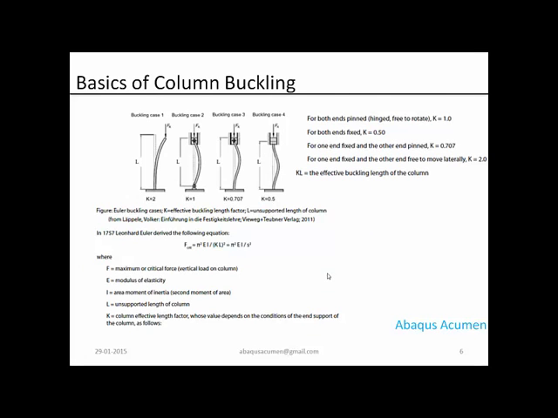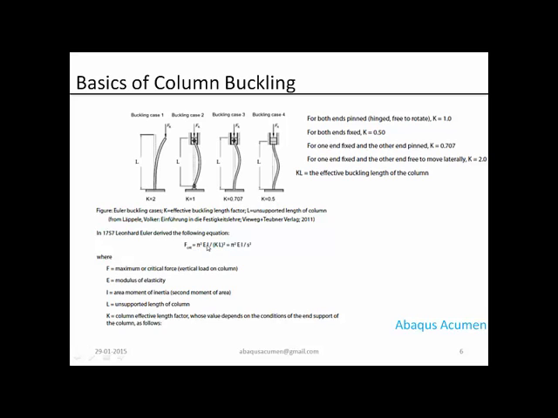Now, the study of buckling goes back to 1757, when Euler derived the classical formula called the Euler buckling formula, which is the technical basis for column buckling. Let's understand what this formula is. Your maximum critical buckling load is Pcr = pi squared EI divided by K times L squared. So your critical load is directly proportional to your modulus of elasticity.